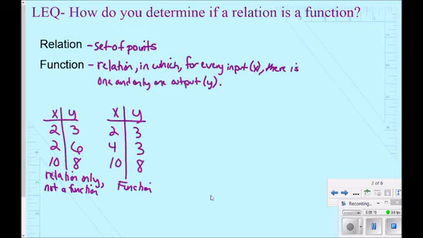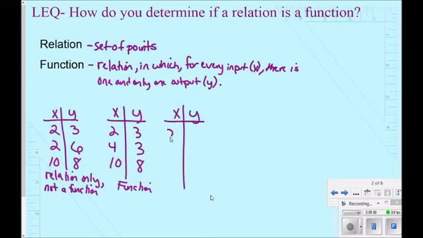So like I said with this one, for the x value of 2, I can only have the y value of 3. I can't have any other y value with the x value of 2. So when I have that different y value of 6 with the same x value of 2, that's what causes it to not be a function and to be just a relation. But here, I'm allowed to repeat the y's, I just can't repeat the x's. So that's a function.